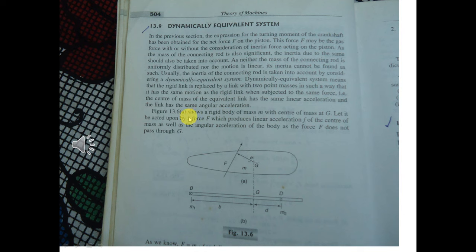Figure 13.6b shows a rigid body of mass m with center of mass at G. Let it be acted upon by a force F. So we imagine that this connecting rod is replaced by a rigid link and a force F is acting, which produces linear acceleration as well as angular acceleration similar to that of the connecting rod we are considering.